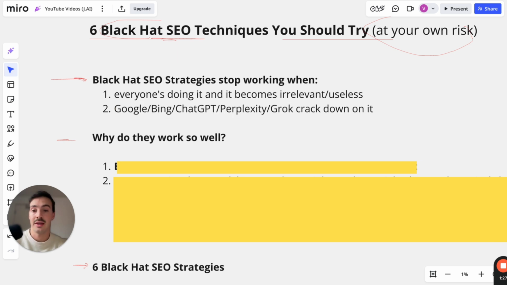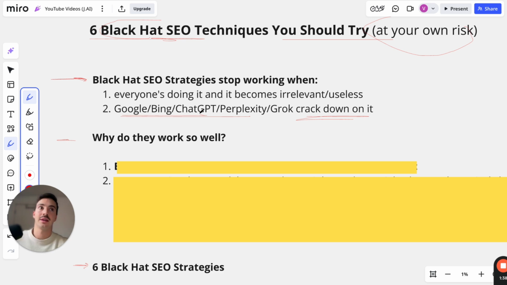The second thing is when Google, Bing, ChatGPT, Perplexity, Grok, any search engine, cracks down on it. When they analyze and see people trying to game the system. For example, now it's, no, I wouldn't say easy, but it's easier to game these AI search engines over Google or Bing.